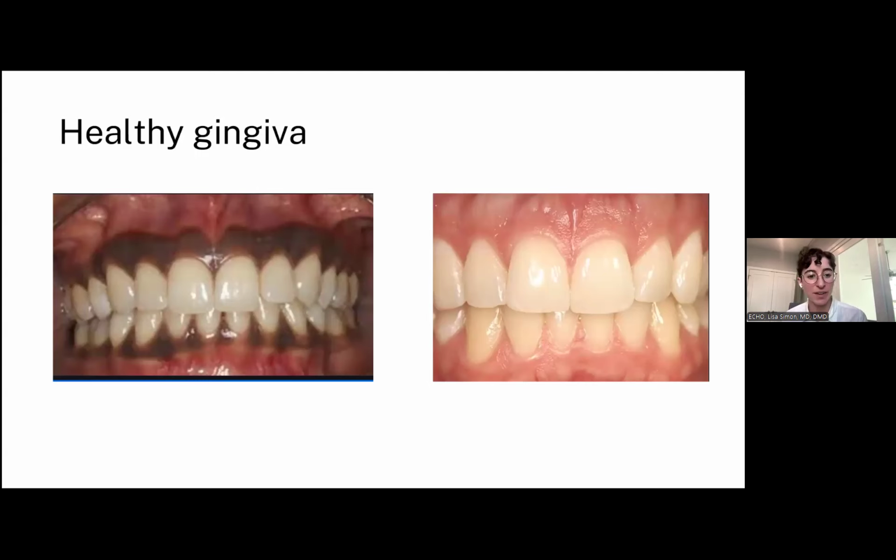So here is some healthy gingiva. You can see it's a nice healthy pink. Sometimes we talk about the orange peel texture, that nubbly, bumpy texture right on the gums above the teeth.